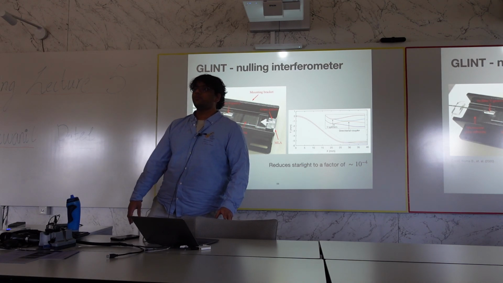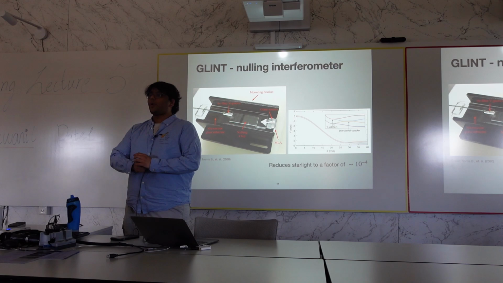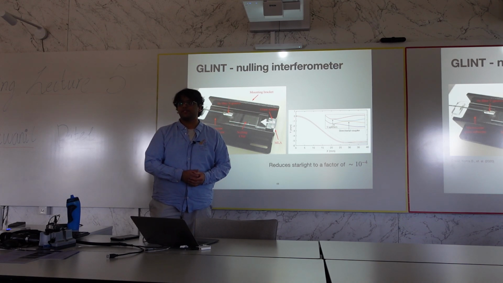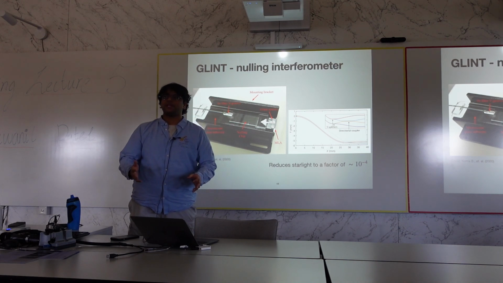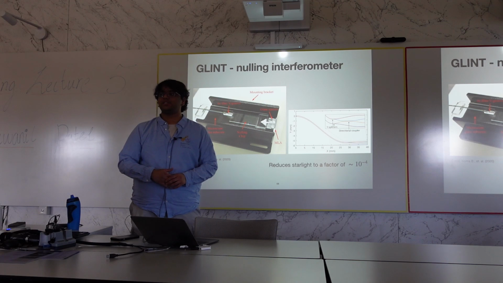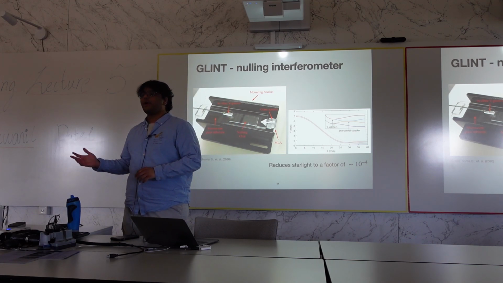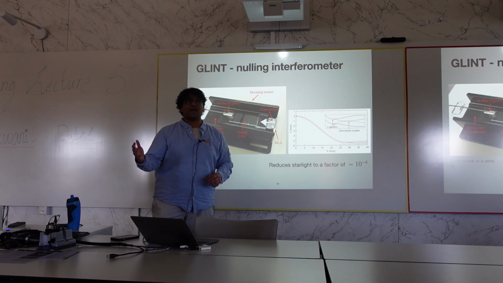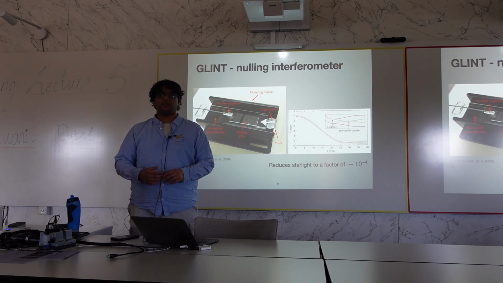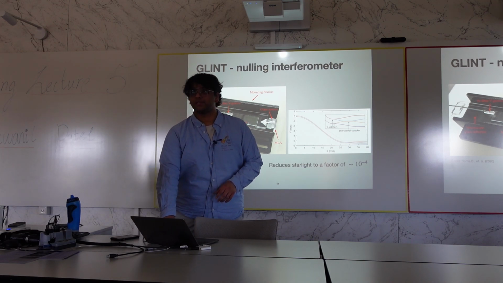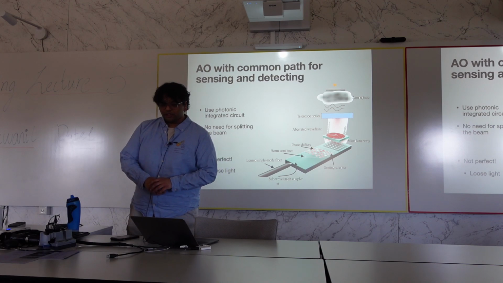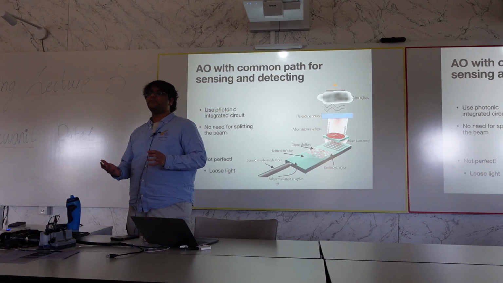So this instrument was quite significant in the sense that it was able to bridge the gap, as I said, and was able to reduce the starlight by a factor of 10 to the power -4. To remind you guys, our goal is to go to -9 so that we can detect these Earth-type exoplanets. So moving on to the things I have been doing.